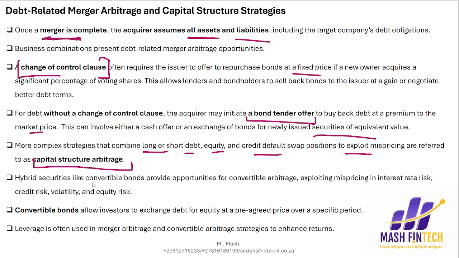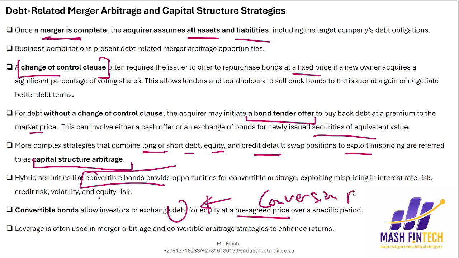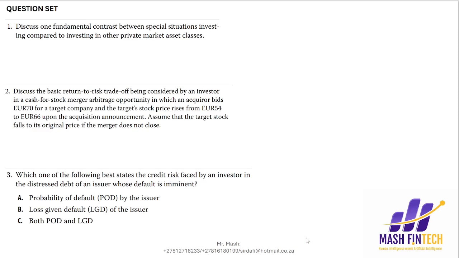There are also hybrid securities, which you are now very familiar with, called convertible bonds. And these provide an opportunity exploiting mispricing in interest rate risk, credit risk, volatility, and equity risk. What the bondholders can now do is exchange their debt for equity. If the value of the company goes up, they change it at a pre-agreed price using a conversion rate, which was pre-agreed when they entered into that convertible bond contract. Leverage is always used in merger arbitrage and convertible arbitrage strategies to enhance returns. The idea is that the returns should be enhanced.